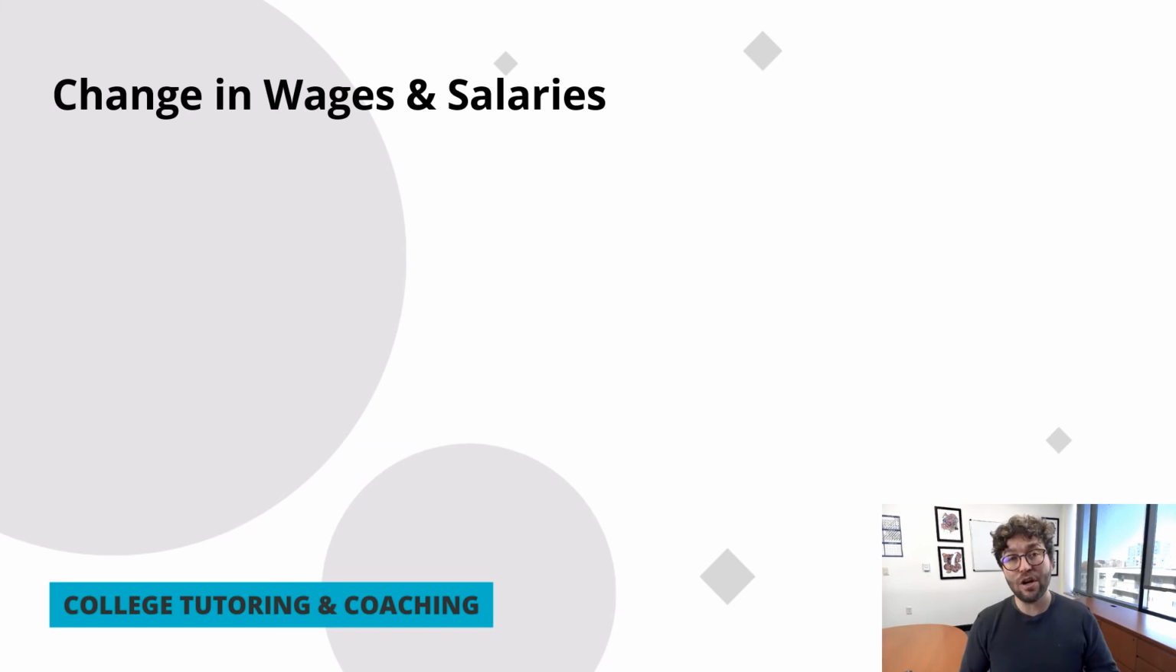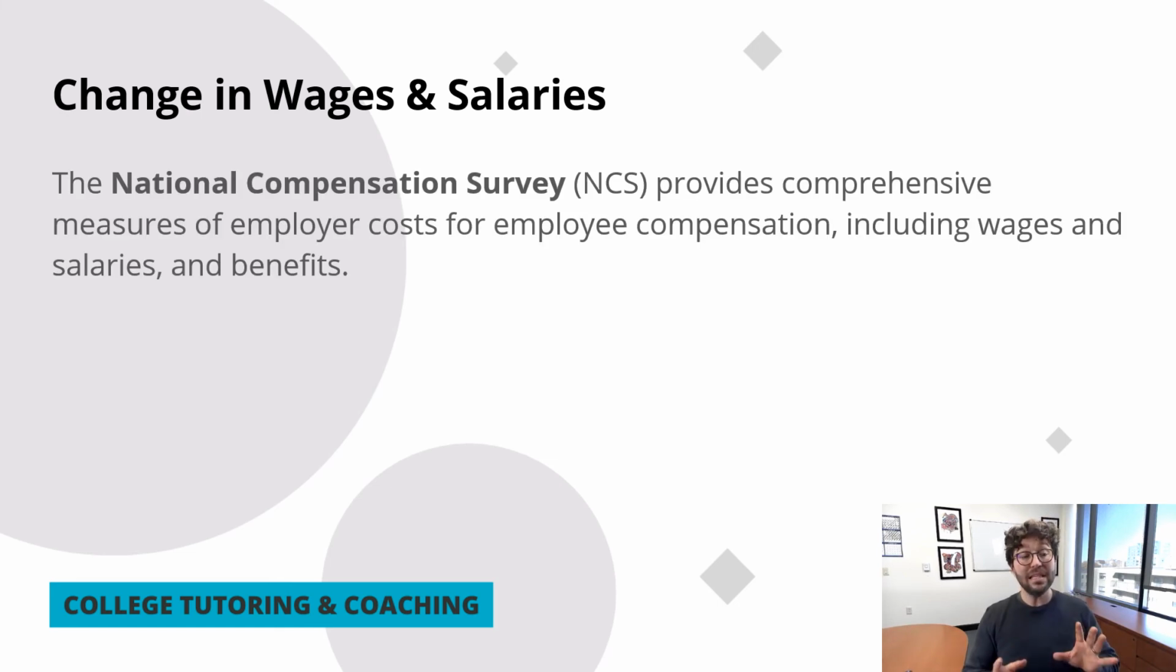The last chart I want to go over, the last thing of this presentation, is the change in wages and salaries. These data come from the National Compensation Survey, or the NCS, and it provides comprehensive measures of employer costs for employee compensation, which includes wages and salaries, and also benefits.